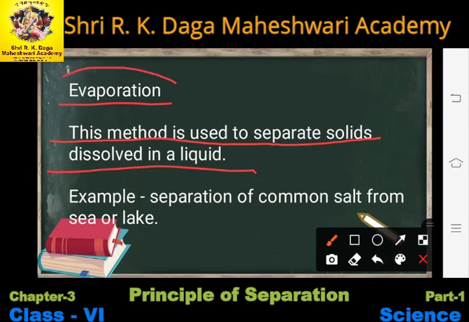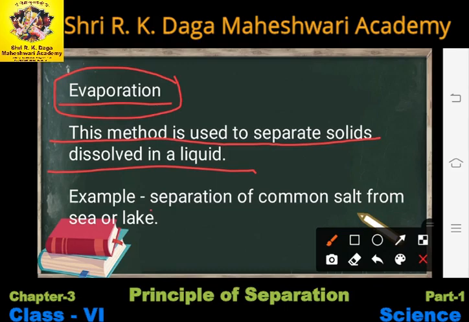Students, what do we mean by the word evaporation? Evaporation means when water is kept in direct contact with the sunlight, then it will get converted into gases, and it will become cloud. This process of converting liquid into gases is called evaporation.